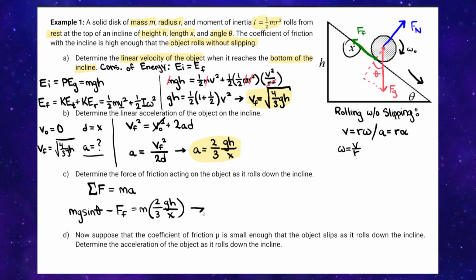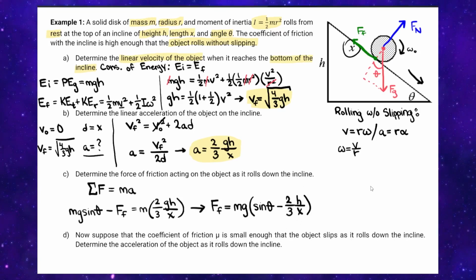Now rearranging everything, we're going to end up with the force of friction equaling the mass times the acceleration due to gravity times the sine of theta minus 2/3 h over x. And yes, this can be simplified a little bit by noting that with our right triangle here, x is the hypotenuse, h is the opposite, and sine of theta, notably, is the opposite divided by the hypotenuse, so h over x. So this h over x term right here can be simplified to sine of theta.